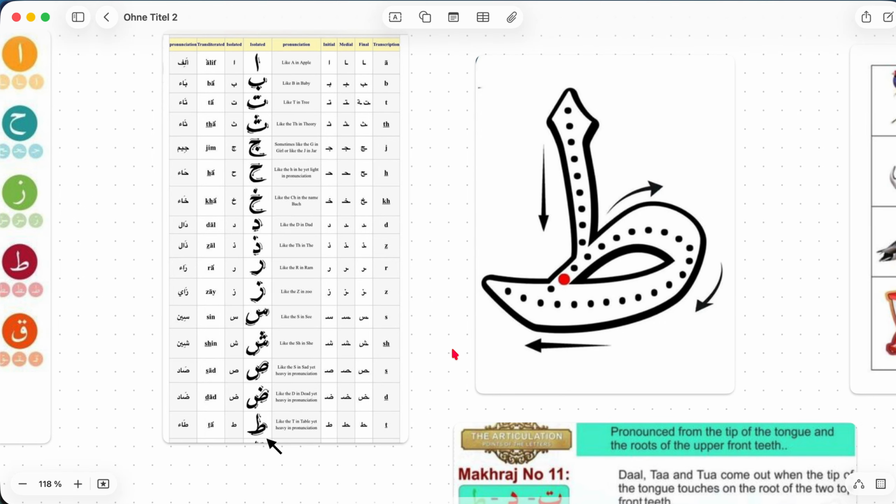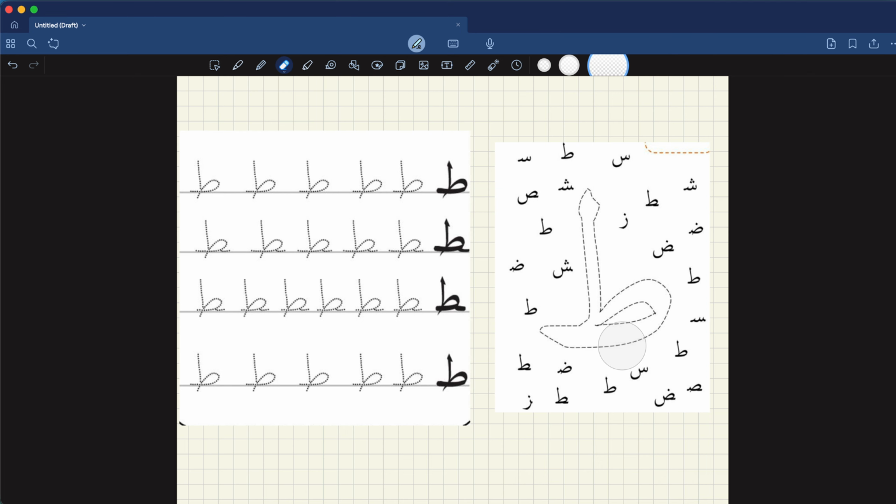Now you see that we have learned the letters up to the letter Ta. We learned the letters Alif, Ba, Ta, Tha, Jim, Ha, Kha, Dal, Dhal, Ra, Zay, Sin, Shin, Sad, Dad, Ta. Now we will go to the exercises.